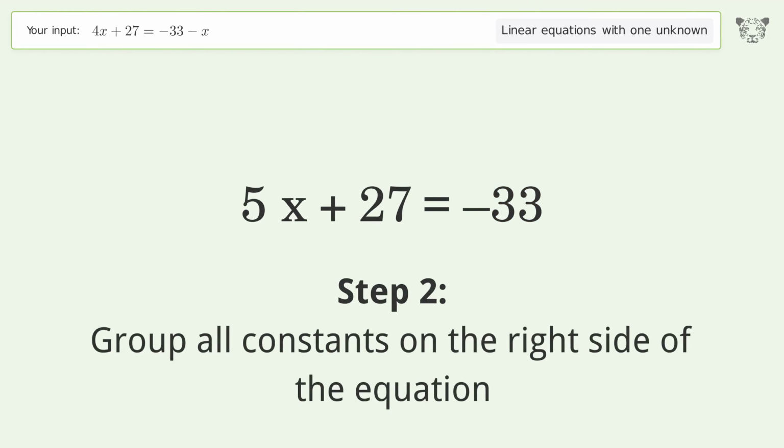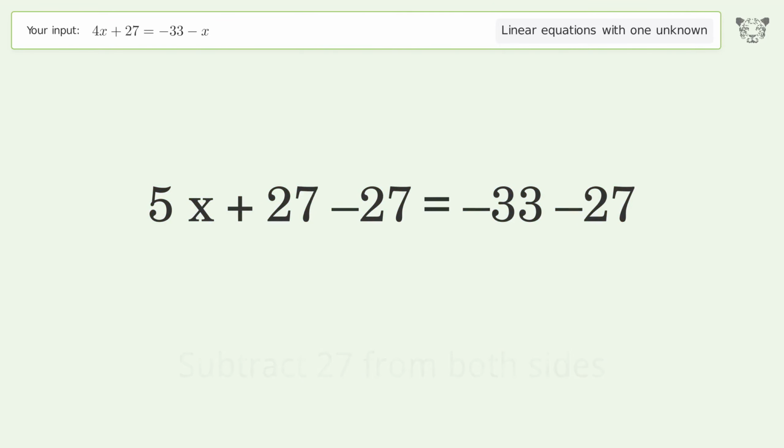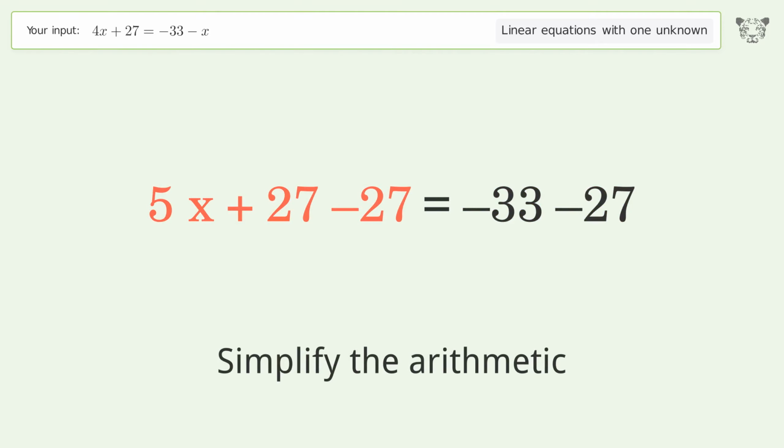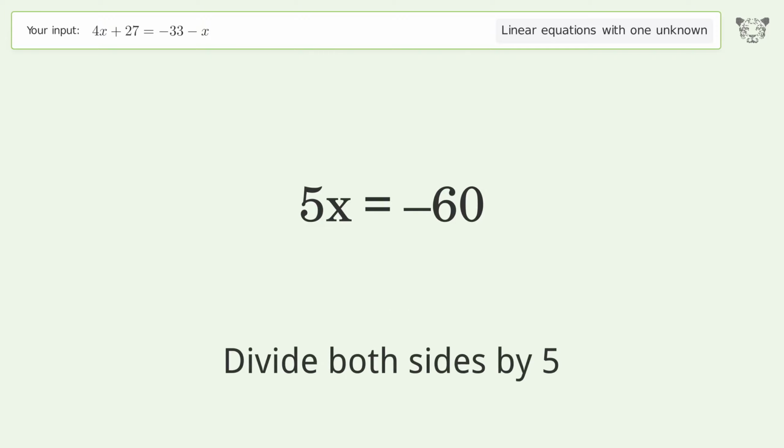Group all constants on the right side of the equation. Subtract 27 from both sides. Simplify the arithmetic. Isolate the x. Divide both sides by 5.